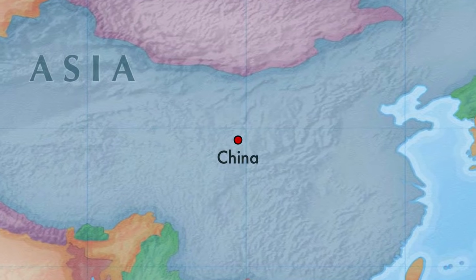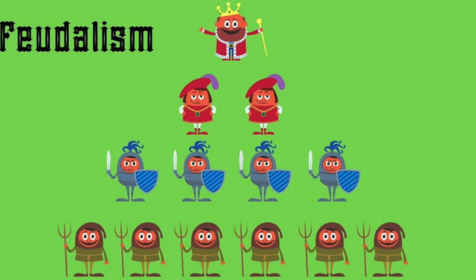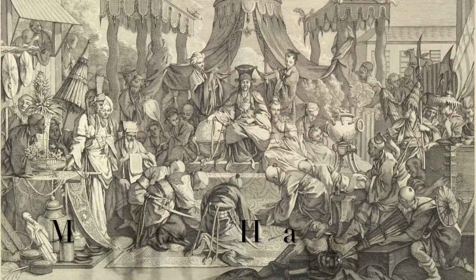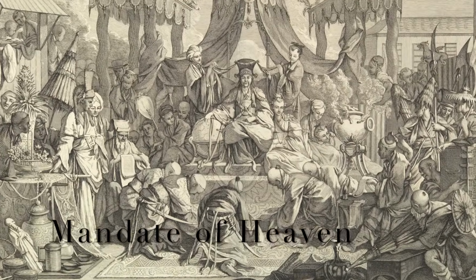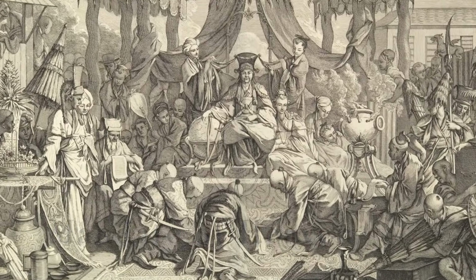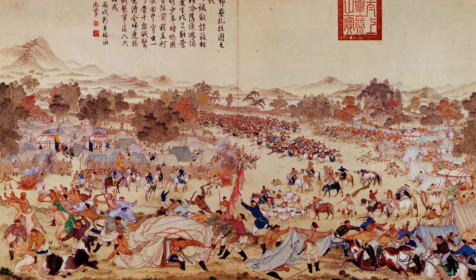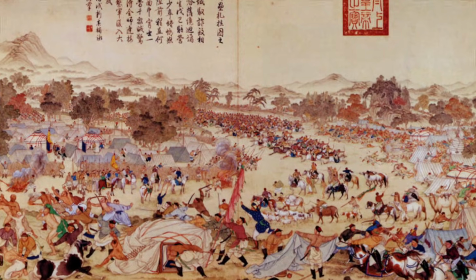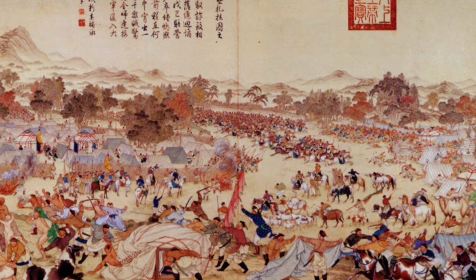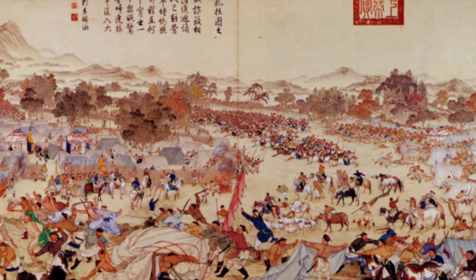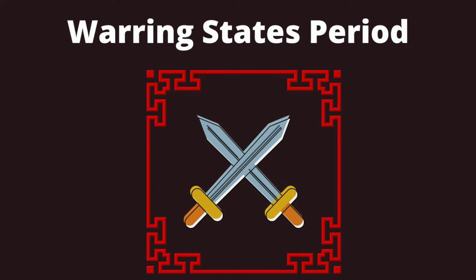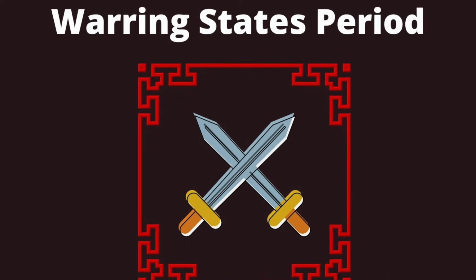The Zhou cemented their rule with the use of feudalism and a concept called the Mandate of Heaven. This meant that the power was granted from the gods for a certain group to rule. Feudalism will be explained further on, but eventually rival leaders challenged the power of the king. This led to the period of time called the Warring States period.